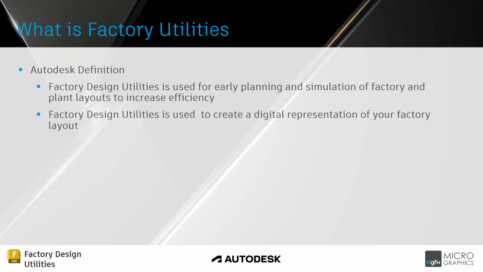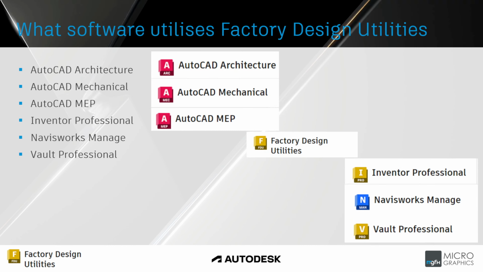Okay, so what software utilizes the Factory Design Utilities? Not all the software that you have in your Product Design and Manufacturing Collection will work with Factory Design Utilities and have a little factory tab at the top. On the AutoCAD side, you can use AutoCAD Architecture, AutoCAD Mechanical, and AutoCAD MEP. Please note that normal AutoCAD will not have that factory tab or be able to integrate with the Factory Utilities. So it is one of those three. That's for the 2D portion, as well as a little bit of 3D.